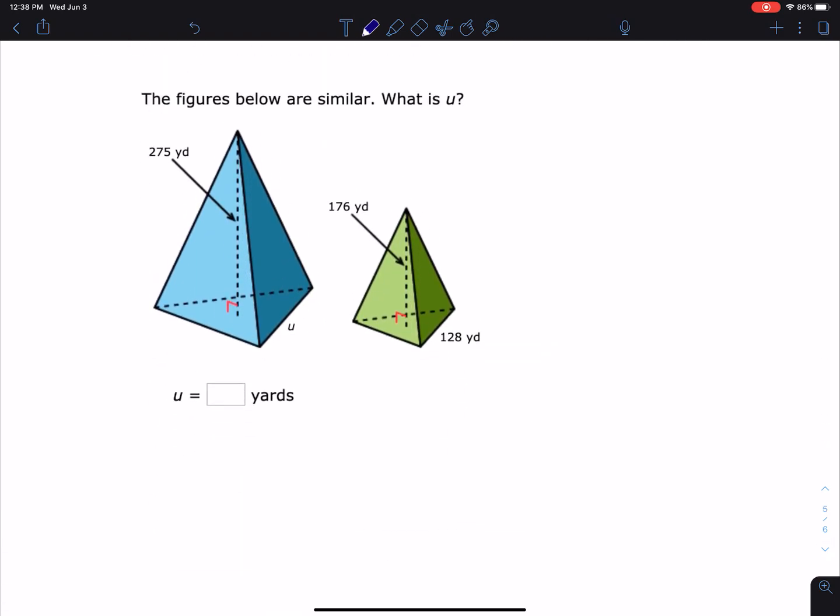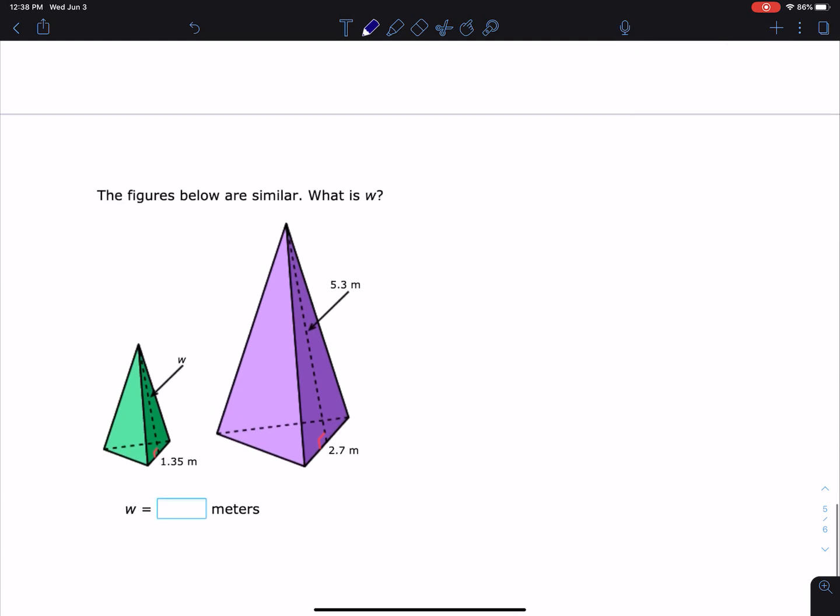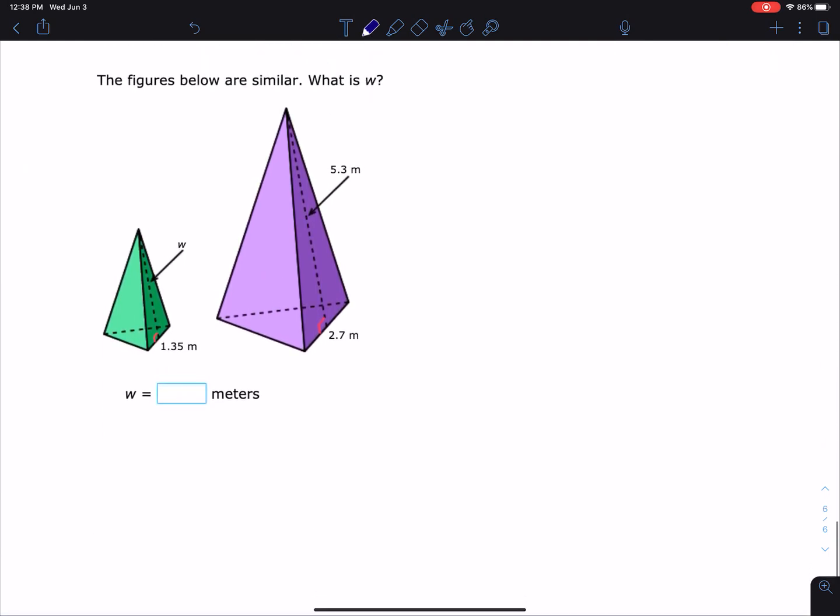Triangular pyramid. All right, so let's see. I'm going to say 275 is to u, so height is to base, as 176 is to 128, as height is to base. So this would be 275 times 128, and that's 35,200 equals 176u. Now just simply divide by 176, and I get u is 200. Alrighty. Why don't you try this one? This is the last one.